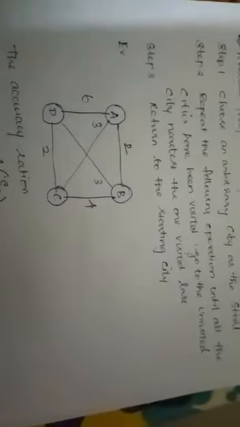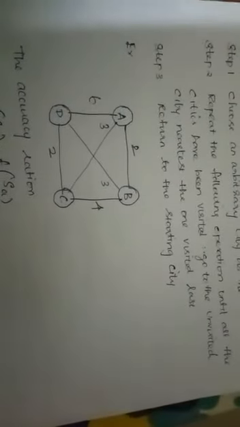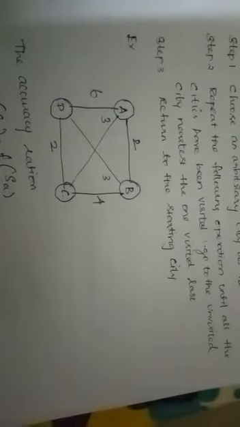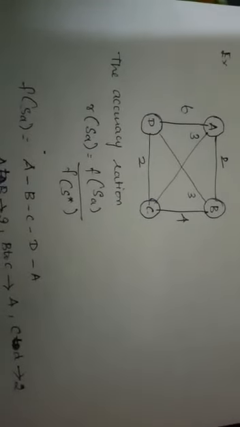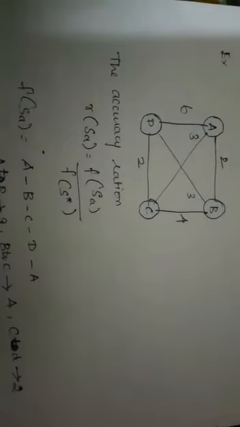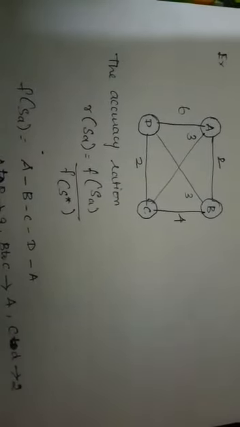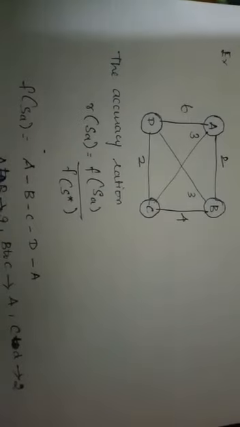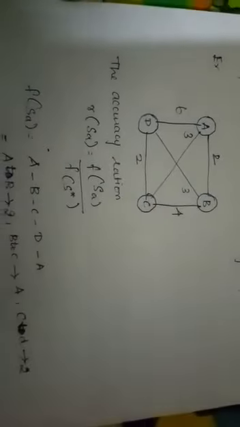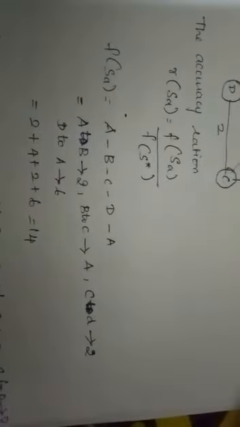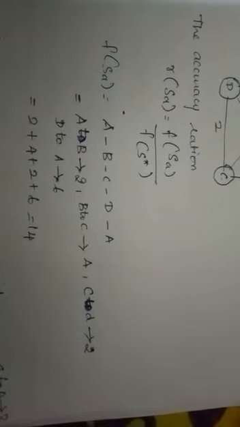So we'll see the example. This is the example graph. This graph contains 4 nodes A, B, C, D, with the weights between the cities. This is an undirected graph. We'll apply the nearest neighbor algorithm here. First we are going to find the accuracy ratio, R of SA equal to F of SA divided by F of S star. Already we discussed. So how will you identify SA? That is the approximate solution. The approximate solution we are going to find out from the given example.